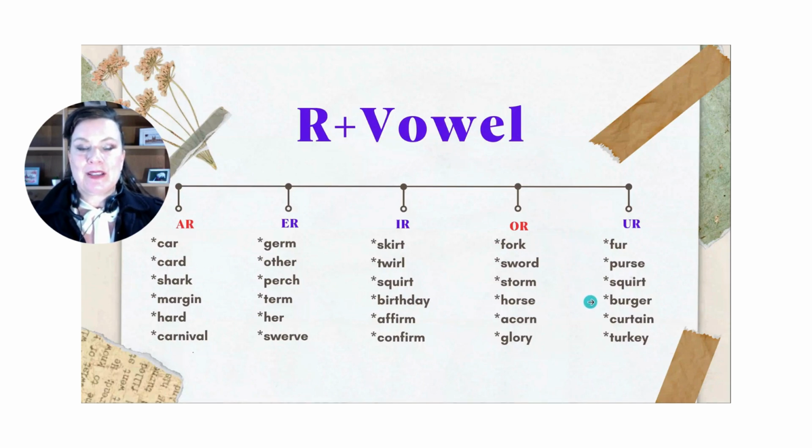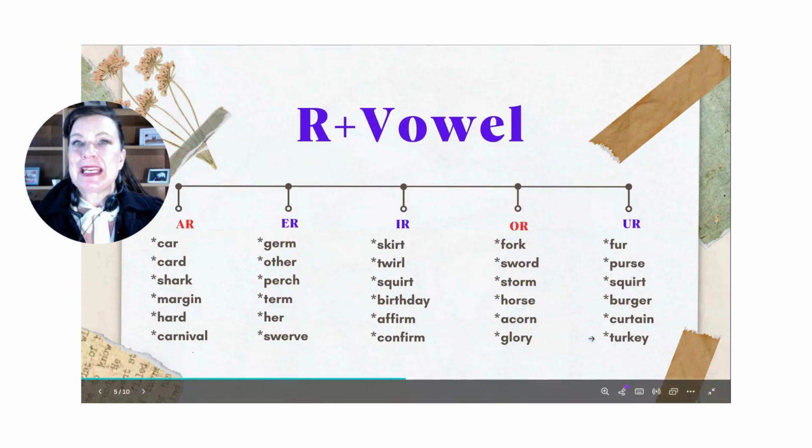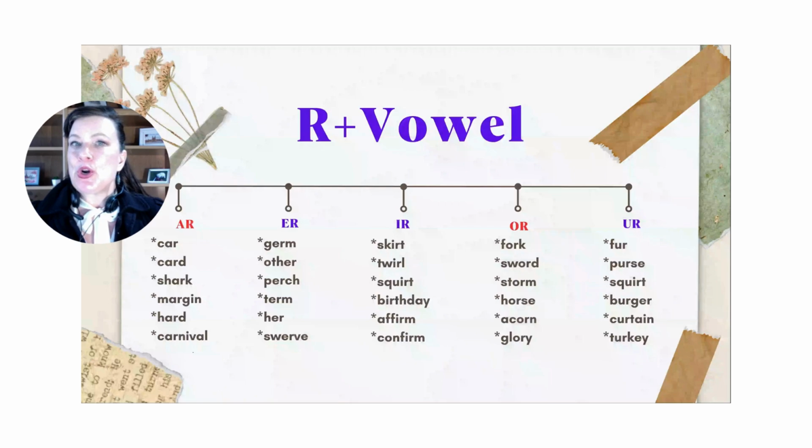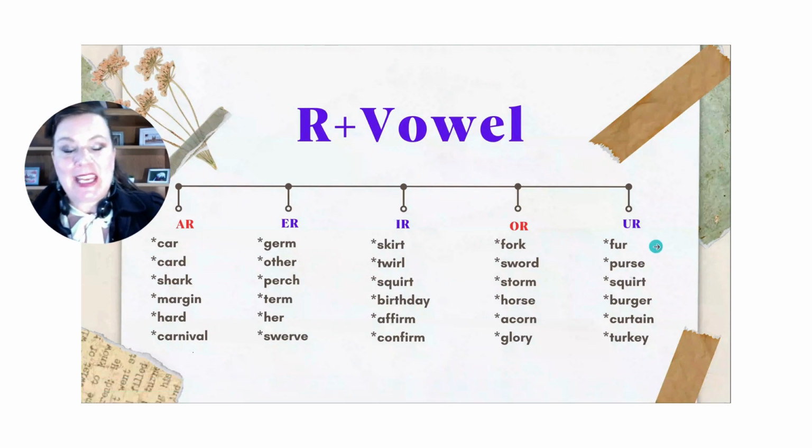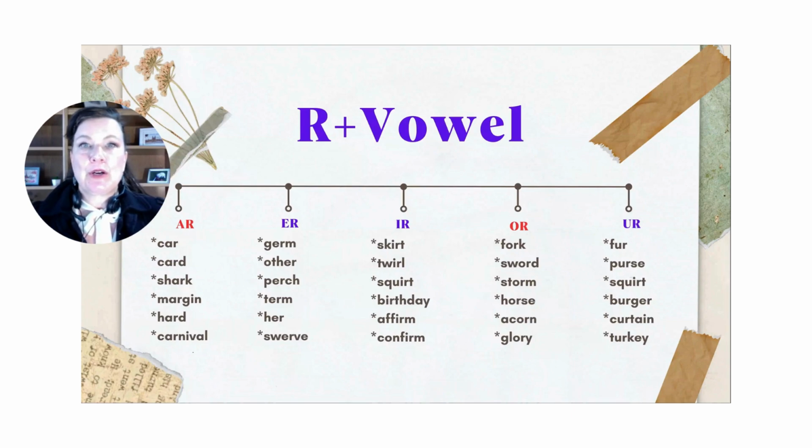Burger, the UR is the rhotic sound here. And next, curtain, curtain. Finally, turkey, turkey. Good job. So practicing that rhotic R is key. And let's try that again here. Fur. Good. Repeat next. Purse, purse.